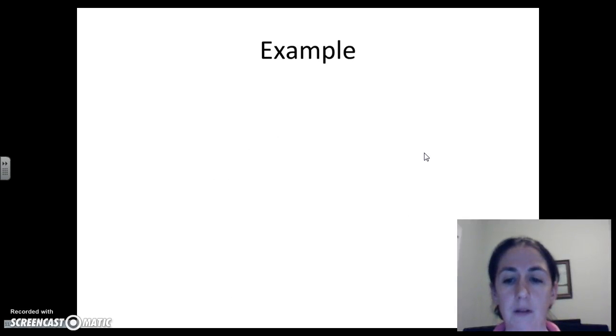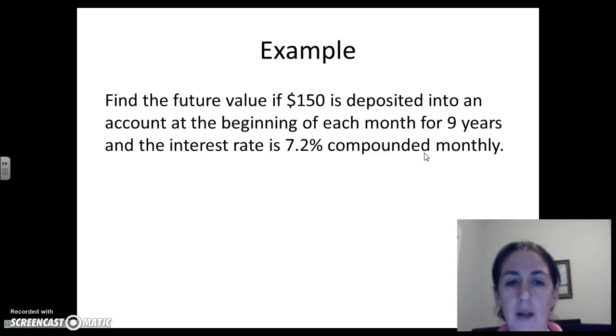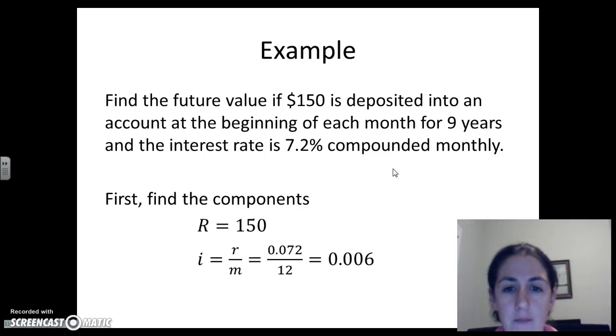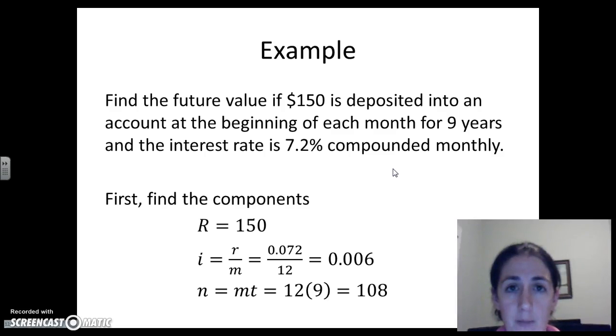So let's do an example. Find the future value if we take $150 and deposit that into an account at the beginning of each month for 9 years. And the interest rate is 7.2% compounded monthly. Okay, so the key word here is beginning. So let's find our components. R, how much we're investing, is $150. i, r over m, we're compounding this monthly, so 0.072 divided by 12. And then n equals m times t, number of compounds is 12, times the number of years is 9.